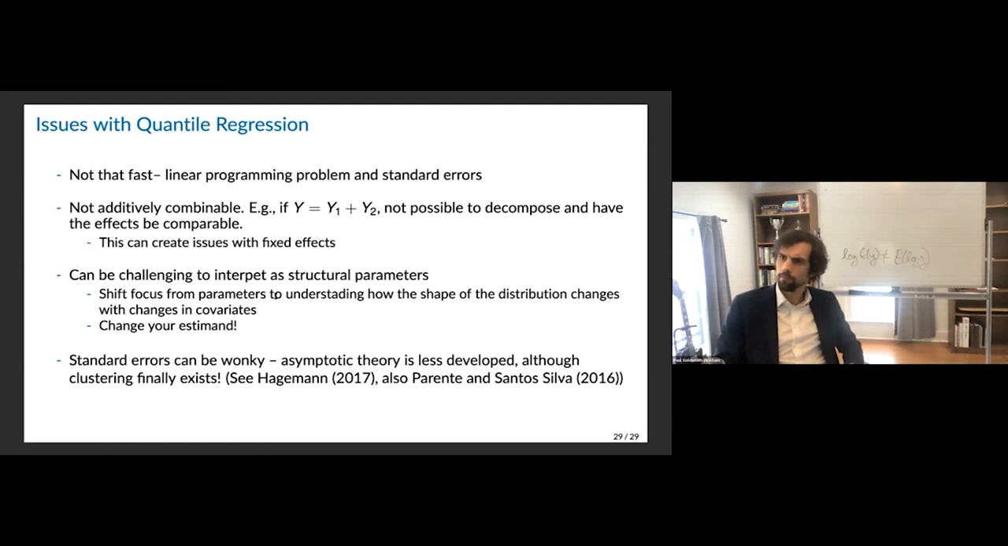And then the last thing, I already mentioned this a little bit, is that standard errors can be wonky. I didn't even really get into this. The asymptotic theory is starting to get there, but when I was in graduate school, you couldn't really cluster. Clustering was not a thing. Now there's this really nice paper by Andreas Hagemann at Michigan, where you can do bootstrapping with clustering, no problem. It's kind of off the shelf now. But in my defense, this was not available in graduate school. And I didn't graduate that long ago.